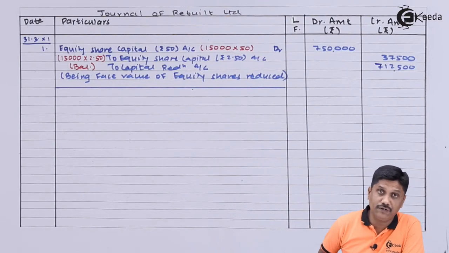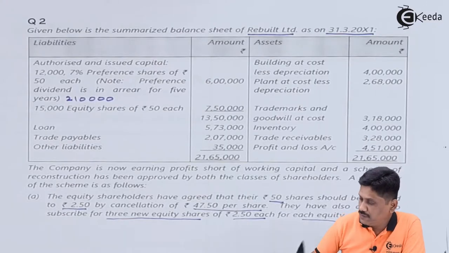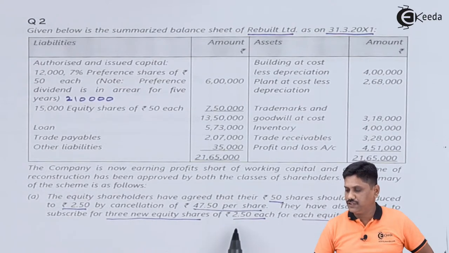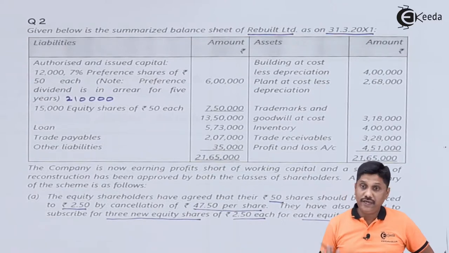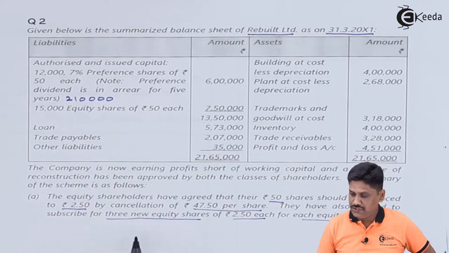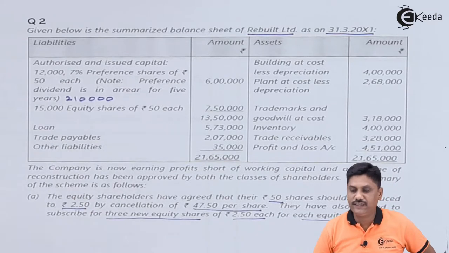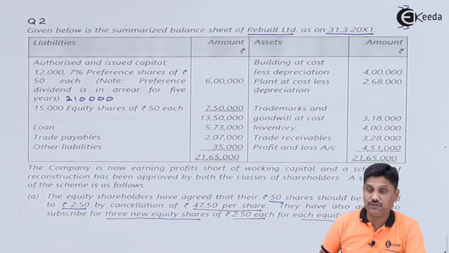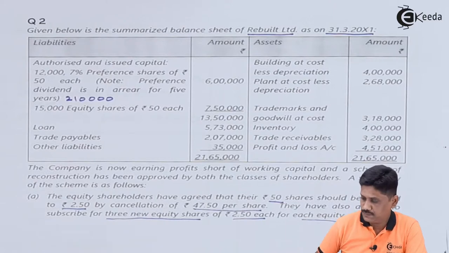Let's go with the entry number 2. Let's see what they have given you further. They have also agreed to subscribe for 3 new equity shares of rupees 2.50 each for each share they held. So, ek share ke piche unhone 3 shares kharida hai. So, 3 shares multiplied by 15,000 shares. Existing they are holding how many shares? 15,000. So, 15,000 multiplied by 3. So, they will purchase 45,000 shares.